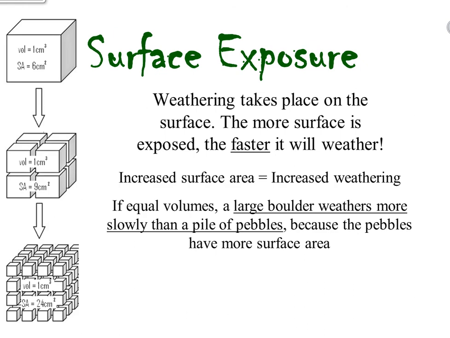So weathering takes place on the surface, so the more surface that is exposed, the faster it will weather. So here, we only have a certain amount of surface available. When you break it up into smaller pieces, more surface is available, and more the smaller the pieces you break it into. Smaller pieces erode or weather much more quickly. This would weather much more slowly because it has much less surface area.